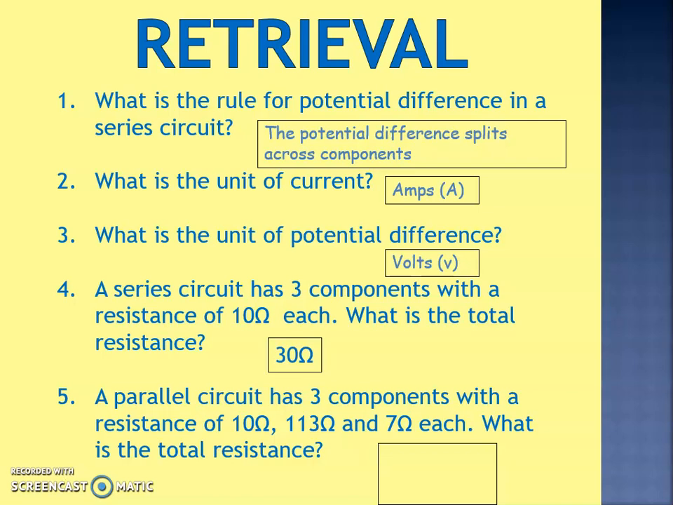Question 5, a little more difficult. A parallel circuit's got 3 components with a resistance of 10 ohms, 13 ohms, and 7 ohms each. What's the total resistance? Well, in a parallel circuit, the total resistance will always be less than the lowest resistor in the circuit. So in this case, the lowest resistor in the circuit is 7. Total resistance will be less than 7 ohms.